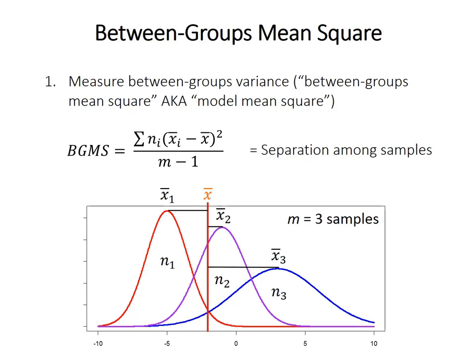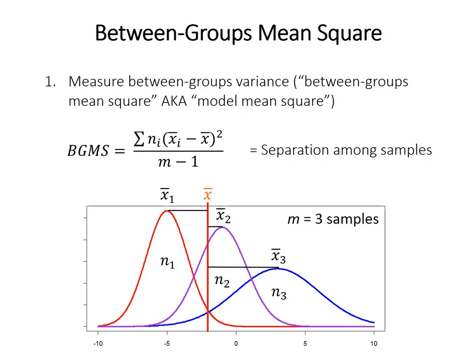Well, first it calculates something called the between group mean square, sometimes called the model mean square. This is just the squared difference between each sample mean, the little x bar sub i, and the overall mean, x bar. That difference between each sample mean and the overall mean is weighted by the size of each sample and divided by the degrees of freedom, which in this case is m minus 1, or the number of samples minus 1. So note that this is basically the formula for sample variance, which you've seen before, and which is the source of the name analysis of variance.